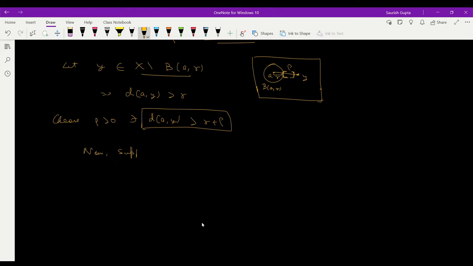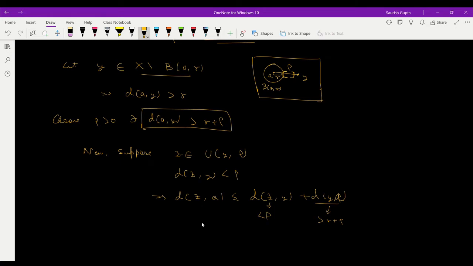Now, suppose Z belongs to an open ball centered at Y and radius rho. Then d(Z,Y) is less than rho, or we can say d(Z,A) is less than or equal to d(Z,Y) plus d(Y,A) using the triangle inequality. So this is greater than r plus rho, and this is less than rho. So eventually this is greater than r.